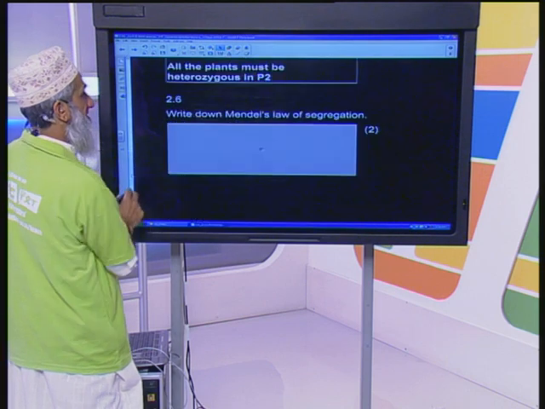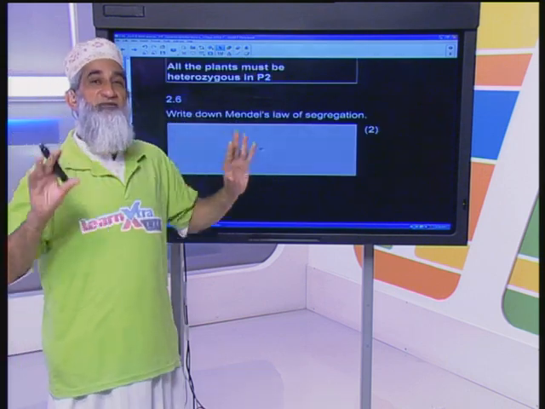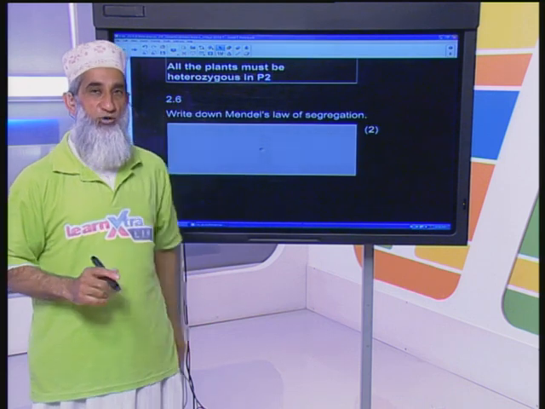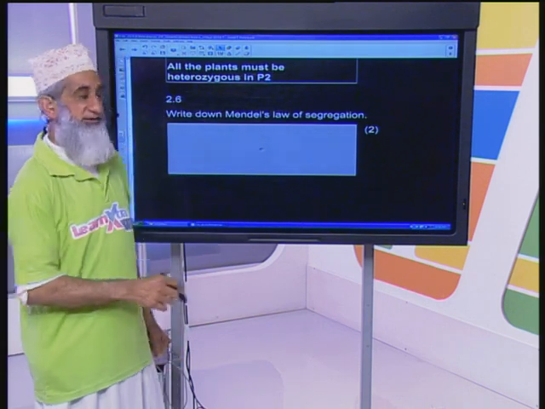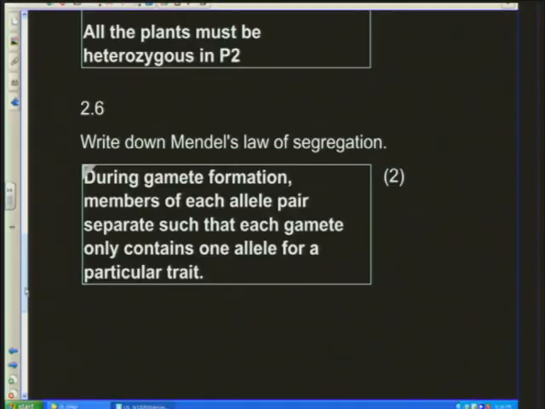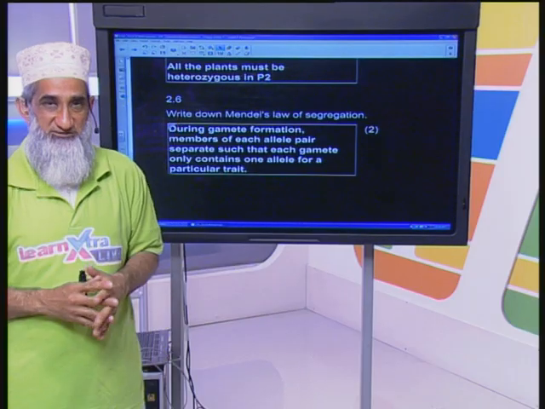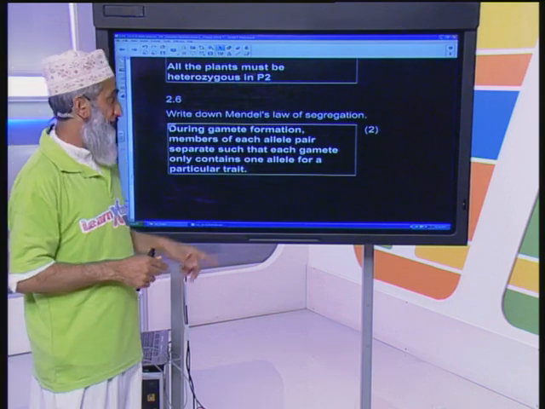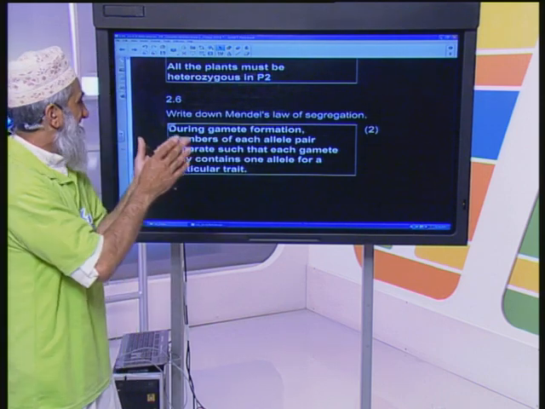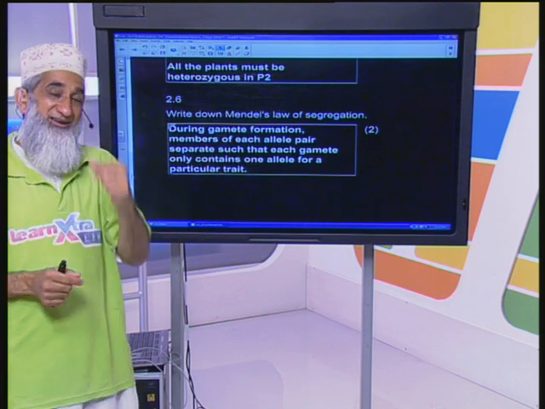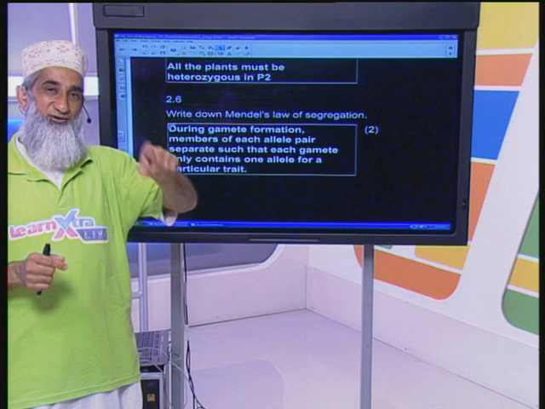Your whole result changes. Write down Mendel's law of segregation. Now, this is simply a straightforward question. What did Mendel's law of segregation say? It said that during gamete formation, remember, he didn't say it exactly like this, we are now saying it in terms of our knowledge of meiosis. During gamete formation, members of each allele pair, which normally in your body are lying next to each other in homologous chromosomes, separate when gametes form, so that each gamete will only have one allele for a particular trait.